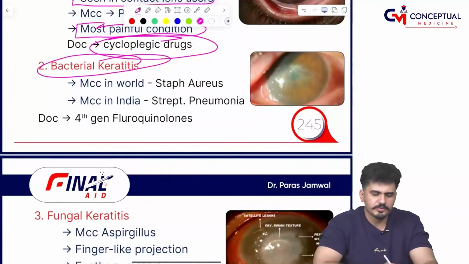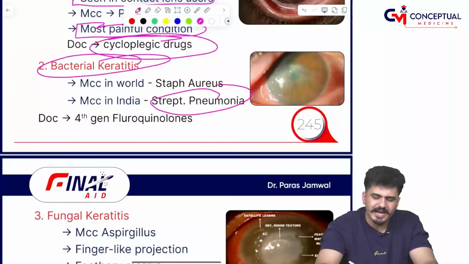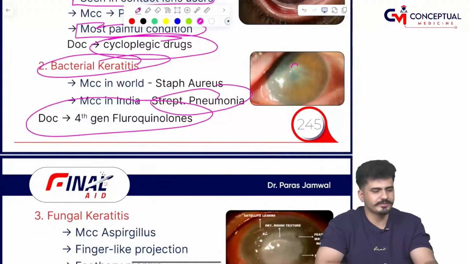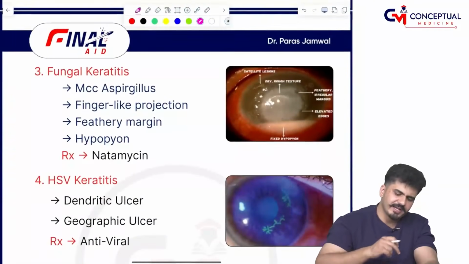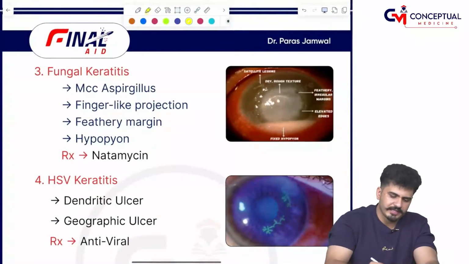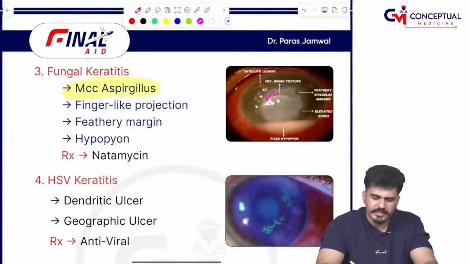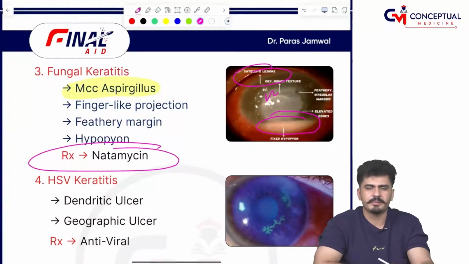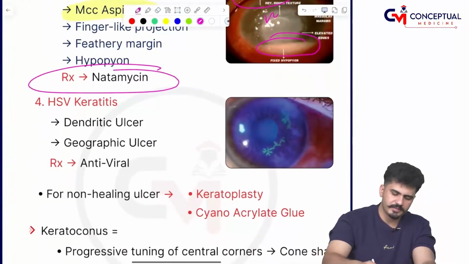Bacterial keratitis, most common cause in the world is Staphylococcus, in India Streptococcus pneumoniae. Treatment is 4th generation fluoroquinolones. On the other hand, fungal keratitis, most common cause for fungal keratitis is Aspergillus. You will see hyphae, a fixed hypopyon, finger-like projection, satellite lesion. Treatment is what?